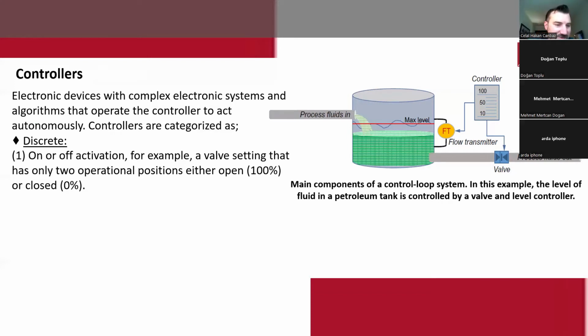First, discrete. What is discrete? When you set the controller as a discrete controller, it enables an on or off activation. For example, a valve setting that has only two operational positions, either open or closed. For example, we have a valve Schlumberger was using called the PCT valve. It uses the discrete controlling mechanism.